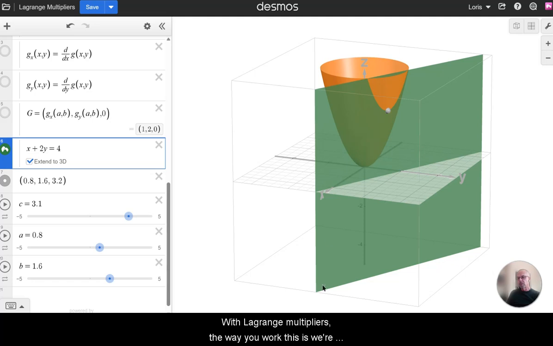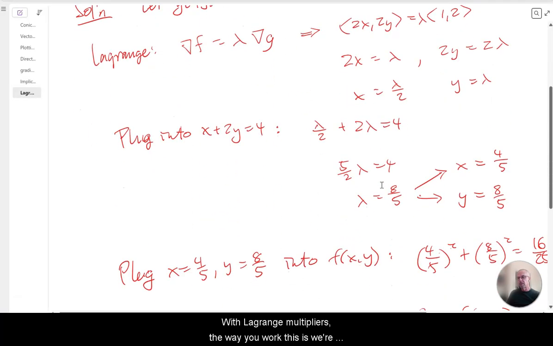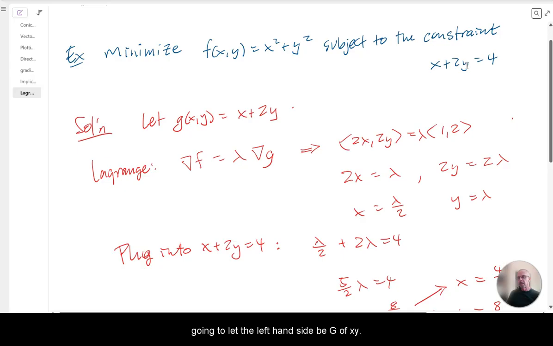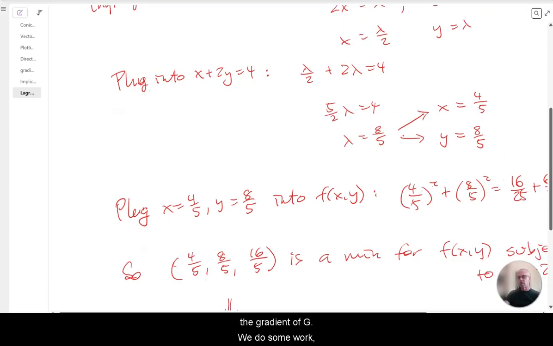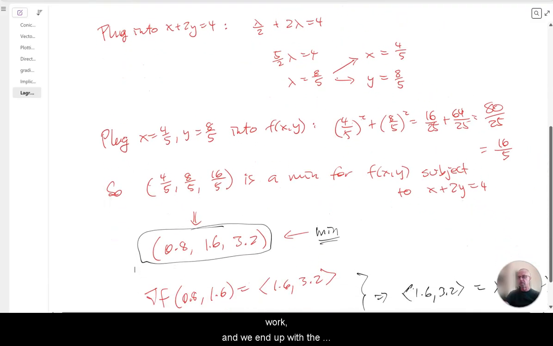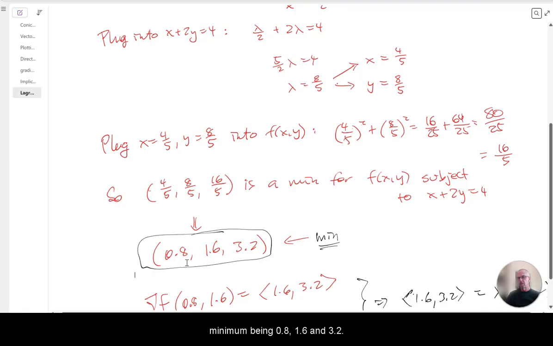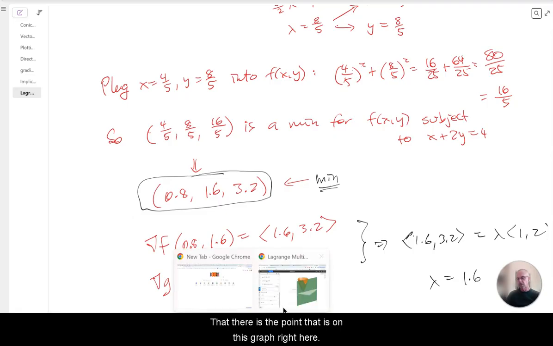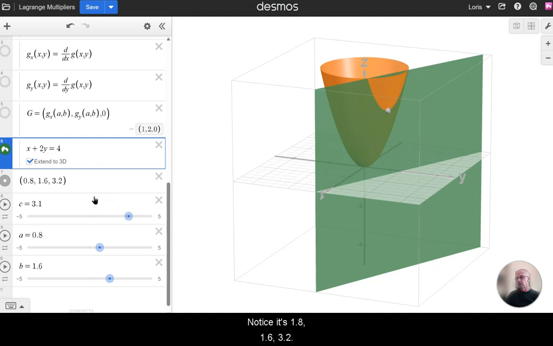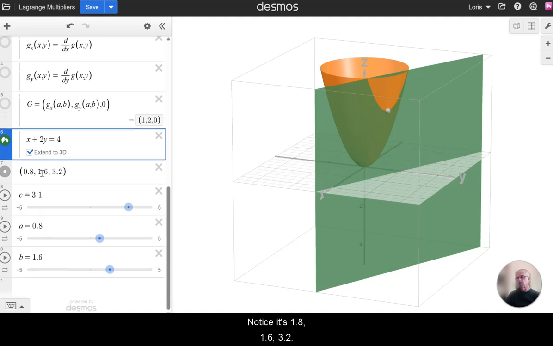Okay? With Lagrange multipliers, the way you work this is we're going to let the left-hand side be g(x, y). The gradient of f is equal to lambda times the gradient of g. We do some work, and we end up with the minimum being 0.8, 1.6, and 3.2. That is the point on this graph right here. Notice it's 0.8, 1.6, 3.2. That's that point right there.